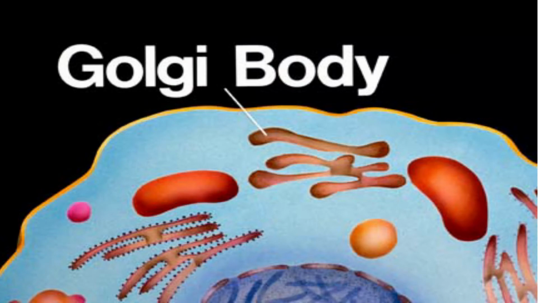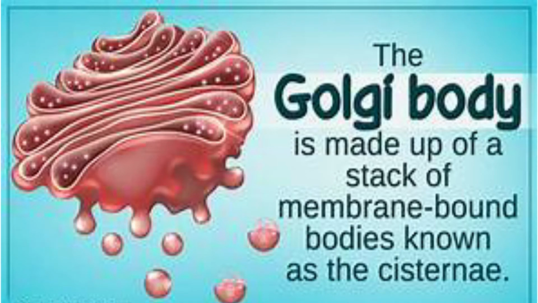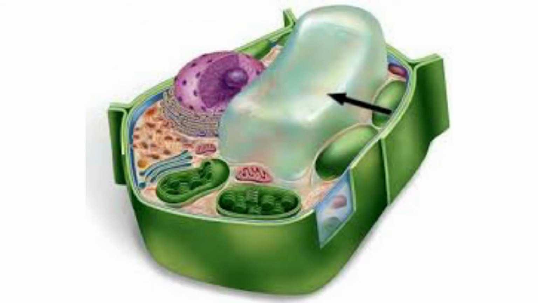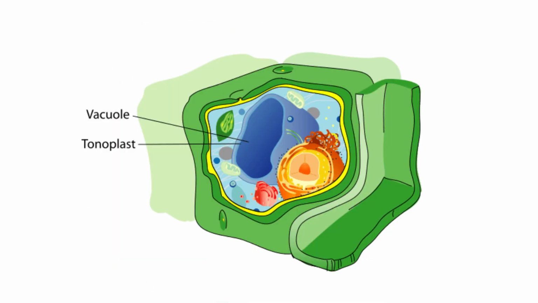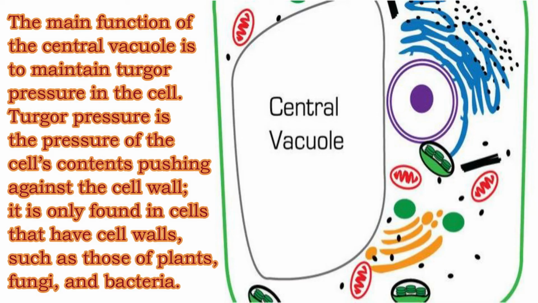Golgi body or apparatus. It consists of a stack of many flattened disc-shaped sacs known as cisternae. Central vacuole. It occupies around 30% of the cell's volume in a mature plant cell. Tonoplast is a membrane that surrounds the central vacuole. The vital function of the central vacuole, apart from storage, is to sustain turgid pressure against the cell wall.